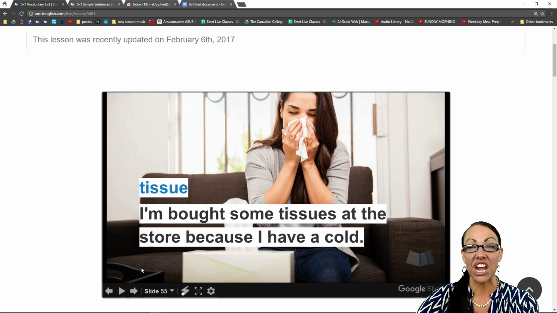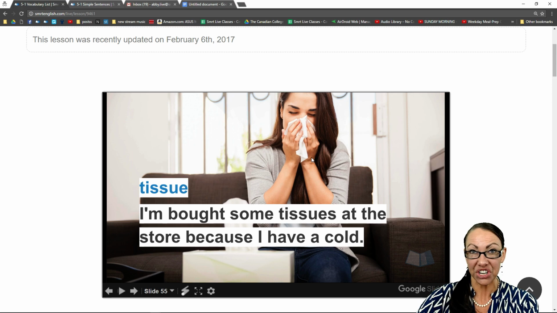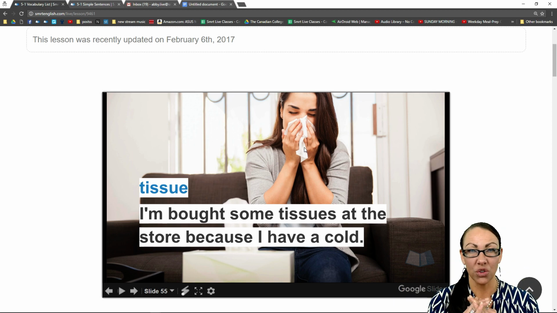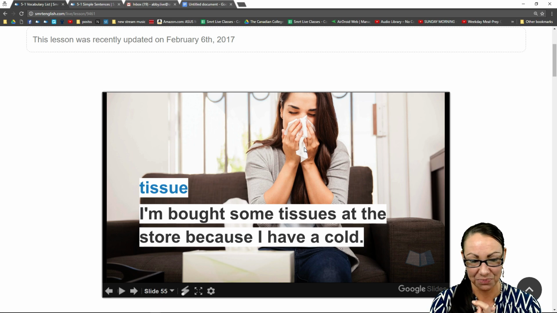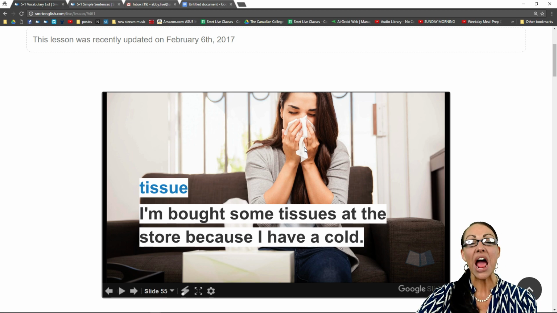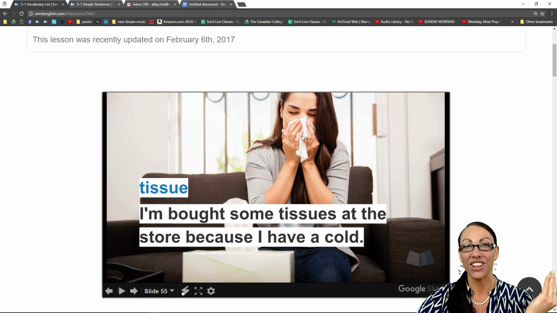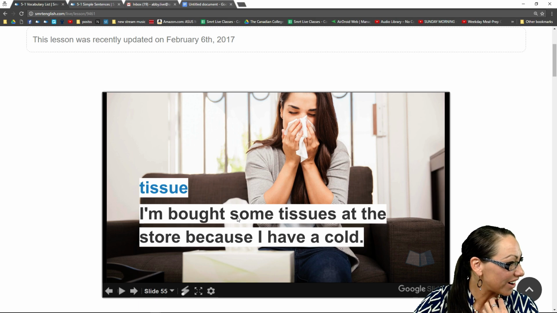So tissue would be a noun. As we can see from this illustration in the picture, this woman is blowing her nose, is the expression we would use, and she is using a tissue. So tissue, noun, and if it's helpful, in this picture, it's what the woman is holding to her face. All right.